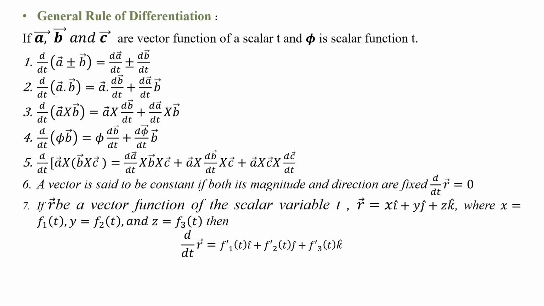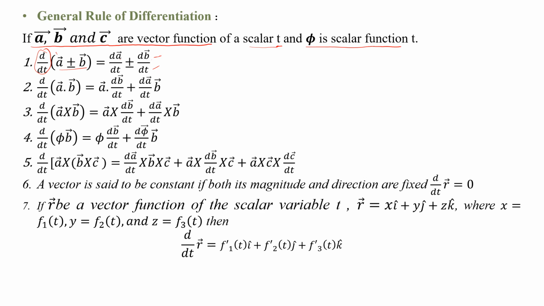Now the general rules of differentiation. Suppose a, b, c are vector functions of a scalar value t, and phi is another scalar function of t. If we have the addition or subtraction of two vectors and we have to take the derivative, we just operate the derivative separately on the vectors. So we write the derivative of a with respect to t plus or minus the derivative of b with respect to t.